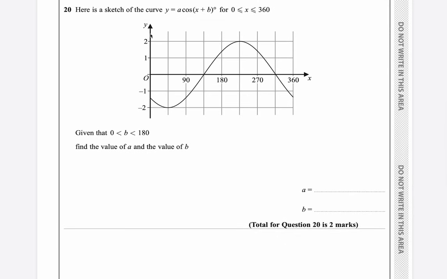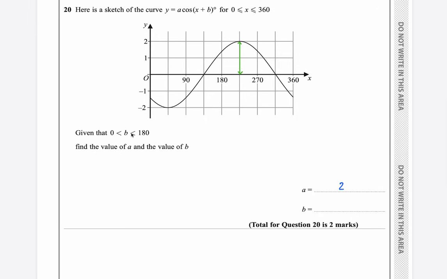Here's a sketch of the curve y equals a cos x plus b. B is between 0 and 180. Find the value of a and the value of b. Okay, so a, guys, a is the amplitude. It's this distance here, from here to here. Now these boxes in the y direction are just 1, so it's 1, 2. So this is 2. Now just be careful, guys. A could be negative 2, depending on what's going on with b here. I will explain to you in a minute once I show you b why it's actually 2.